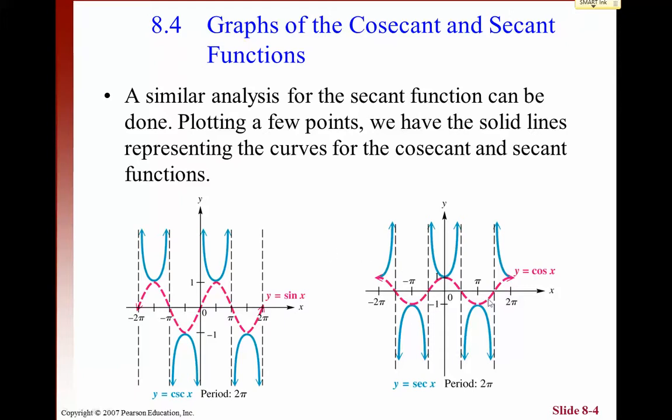And the same thing for the secant and the cosine. You would plot the cosine as your guide function, and wherever the cosine was 0, you're going to get an asymptote, and where it was 1, you're going to get positive values on this U shape like that. So it's not too hard to do. You just have to realize that it's the inverse function. So the sine or the cosine just goes up and down like it does, but we're going to get these asymptotes and these U shapes for the cosecant and the secant functions when we graph those.